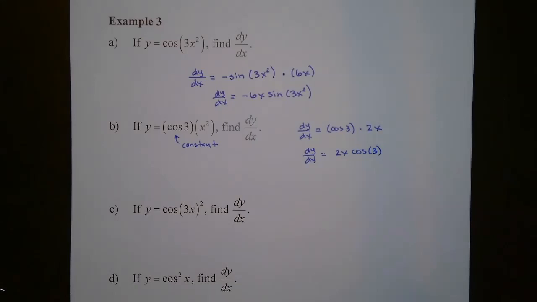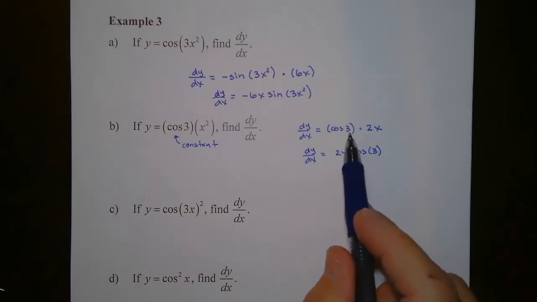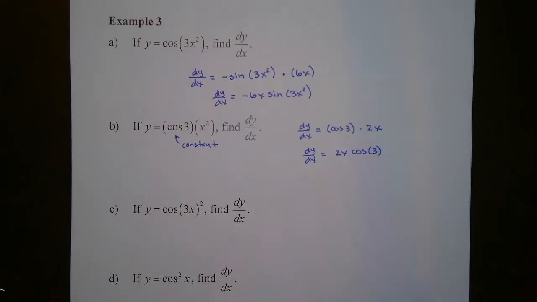Okay, I think that's just a little bit easier for people to read because a lot of times you look at this and you think, oh, am I multiplying the 3 by 2x or the cosine of 3 by 2x? And you've got to pay attention to the parentheses a lot more. Okay, let's go to the next one.